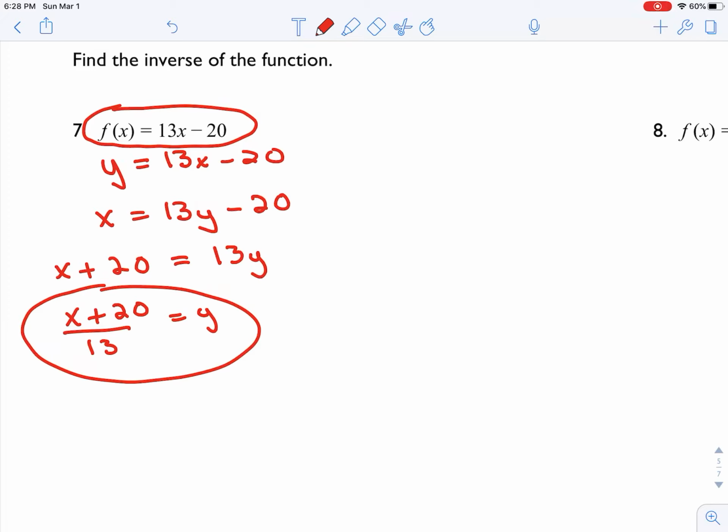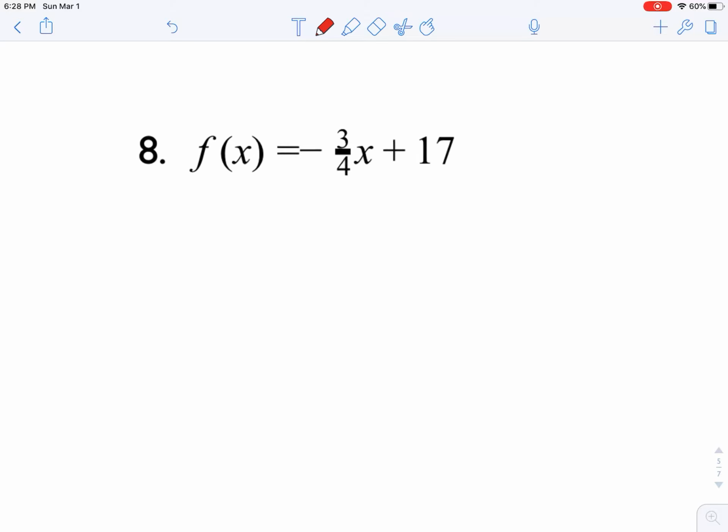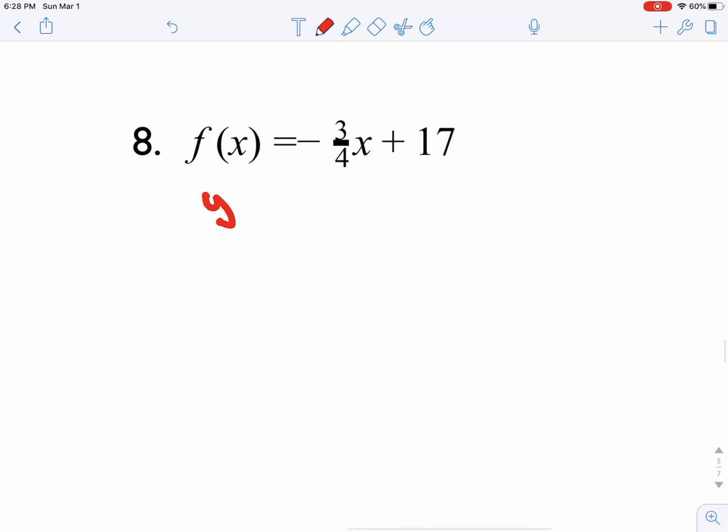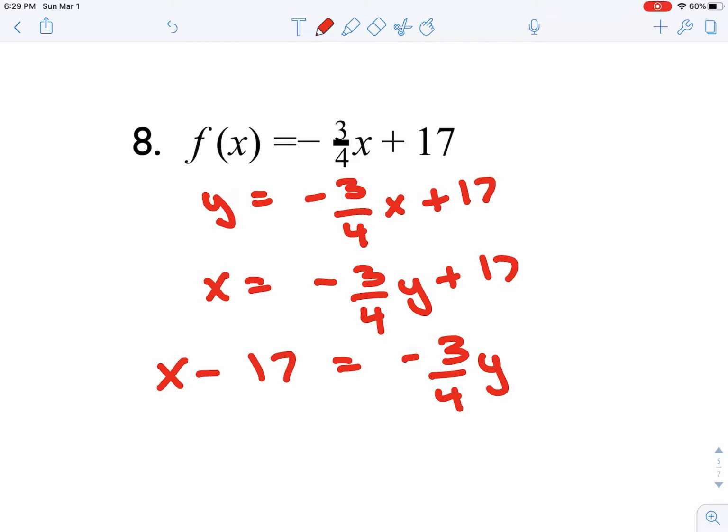So we know what would happen if we put them in a table, and we know what they would look like on a graph. Okay, this one's a little tougher, so let's stay with the same thinking. Make this y. And switch x and y. Subtract 17. Okay.